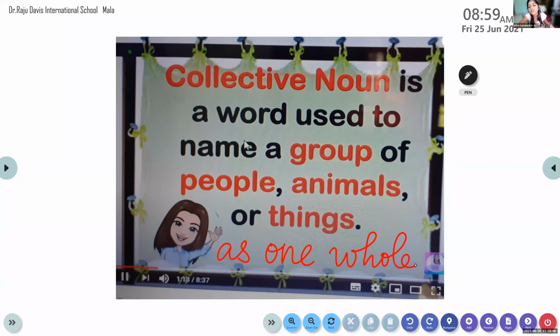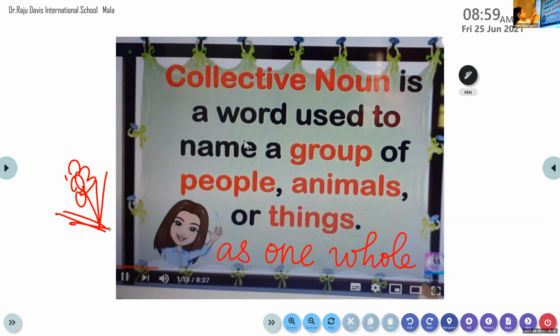As one whole. Whole means together. Children, when it is one flower, yes, flowers. But when it comes to one whole, we call it a bouquet of flowers. So it should be one whole. Only then it comes as a collective noun. The next session I'll bring you a few live examples, so that we will know what a collective noun is.